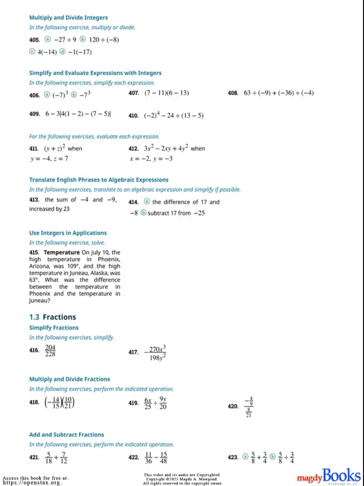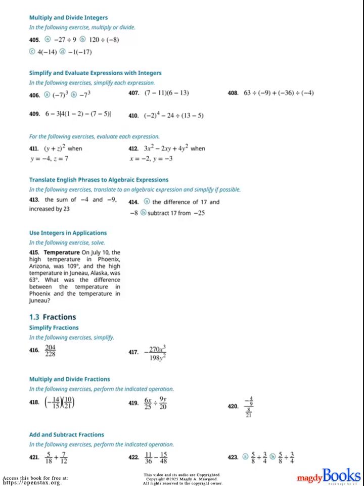1.2.4. Simplify and evaluate expressions with integers. In the following exercises, simplify each expression. 406. A. (Negative 7) all cubed. B. Negative 7 cubed. 407. (7 minus 11) all multiplied by (6 minus 13).